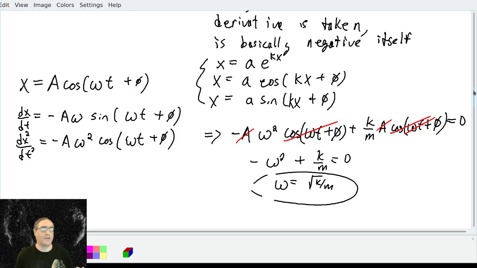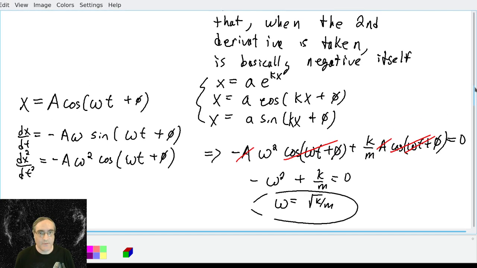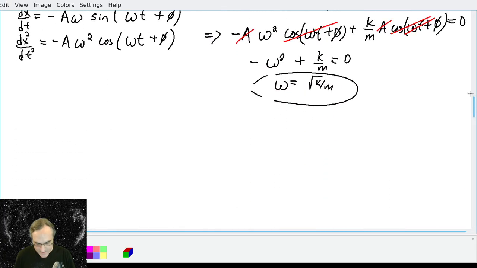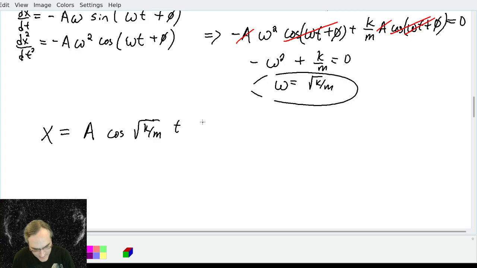Now, what about A? What about phase? Well, those will depend on the details of the release. You're going to have to think about your initial conditions. What was your x initial? What was your v initial? If you know that you release from rest at t equals 0, then A is your initial release, your x naught. All right, let's pull some of this out. So that means we have x is equal to A cosine of the square root of k over m times t plus the phase.